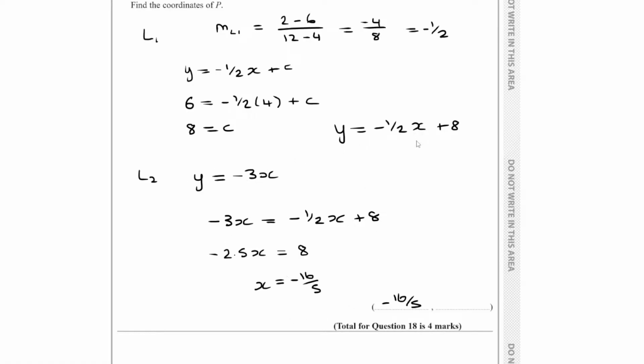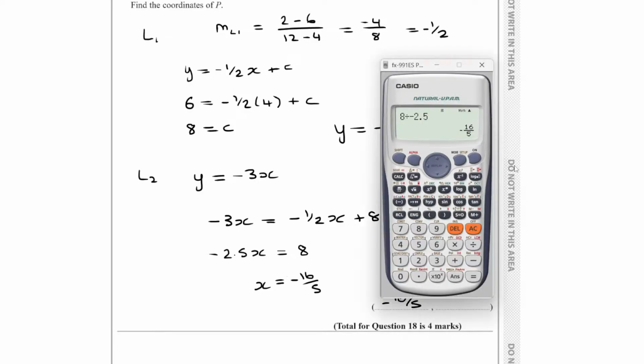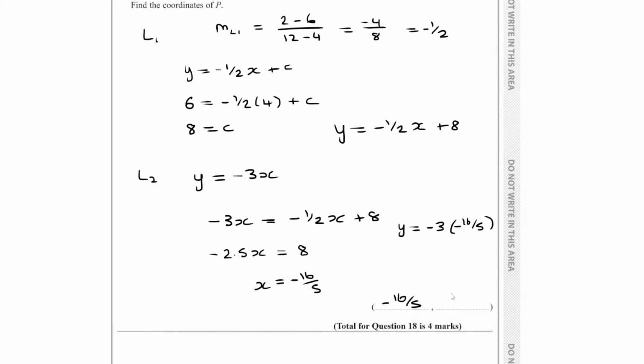sub it into one of the original equations, which I think this one's easier, so I'm just going to sub it in there. Minus 3 times minus 16. Obviously, that would become positive, so times that, just my answer on my calculator, 48 over 5, or if you're using decimal, 9.6. So there are my answers.